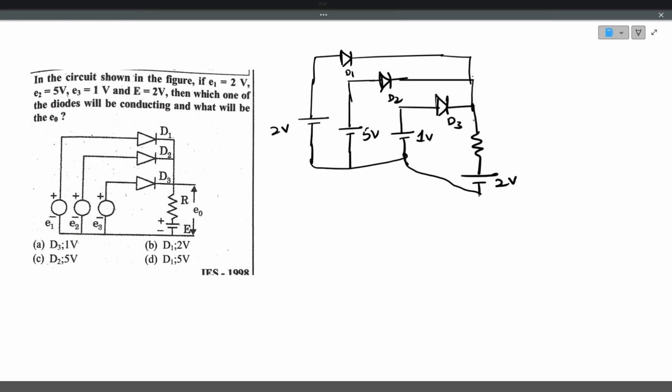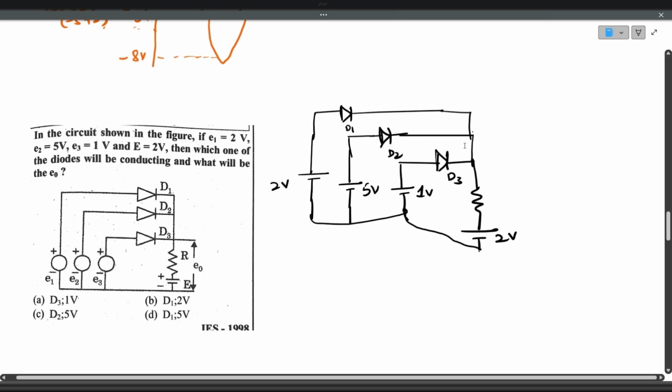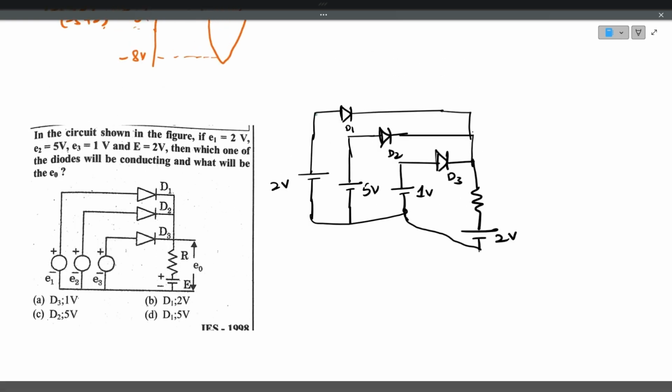Okay, so this is basically the circuit. Now if you see, first we have to tell which diode is conducting, so first we have to find out the potential difference across each diode. The potential difference across D1: the positive terminal is connected to 2 volts, the negative terminal is connected to 2 volts. So basically the potential difference is 0 volts.